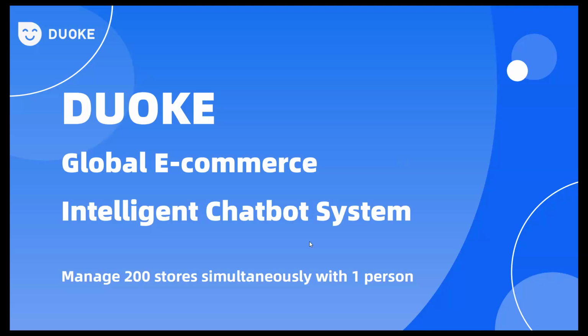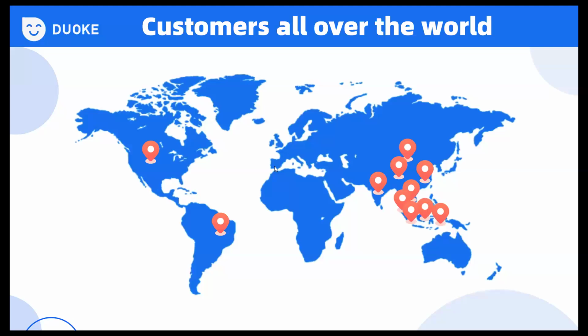As we can see here, Duoke is a global e-commerce intelligent chatbot system that can manage 200 stores with one person. Duoke has customers all around the world, especially in, for example, Thailand, Indonesia, and Malaysia. And in China, most of our customers are around here.